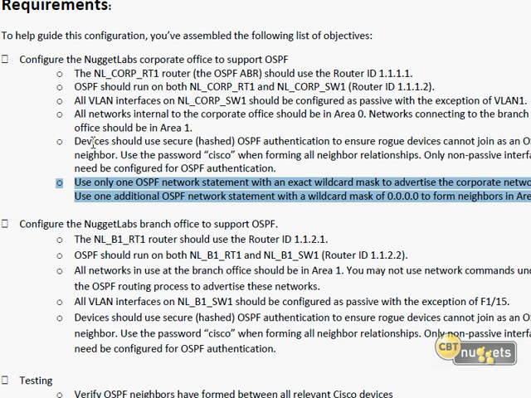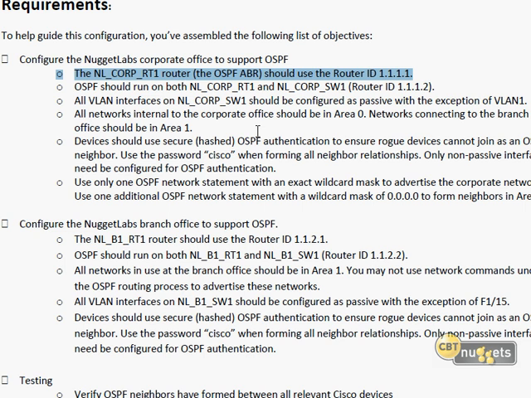A lot of times what you'll have is people, and I do this just as well, you get on the lab, on the exam, and you immediately say, okay, corporate router should have router ID 1.1, and you're like, okay, router OSPF, router ID 1.1, enter. And hopefully you don't hit your keyboard that hard.